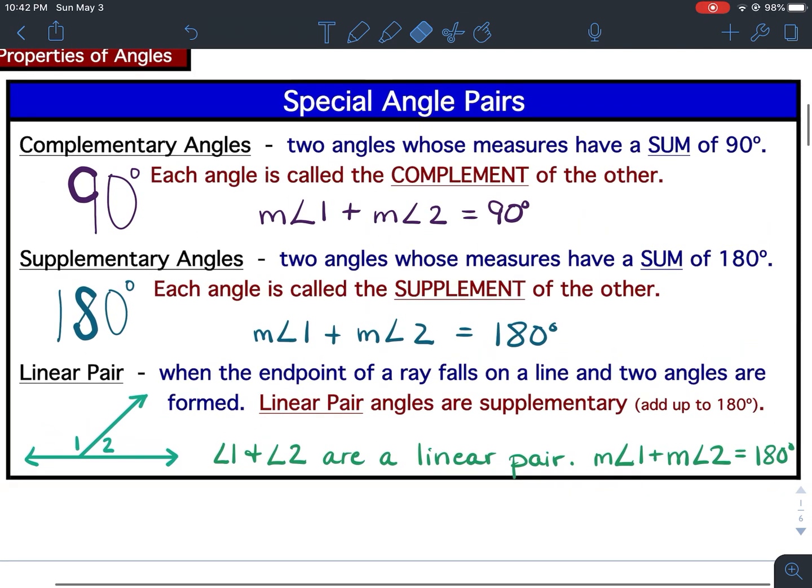So those are the definitions for complementary angles, supplementary angles, and linear pairs. If you have any questions, let me know.